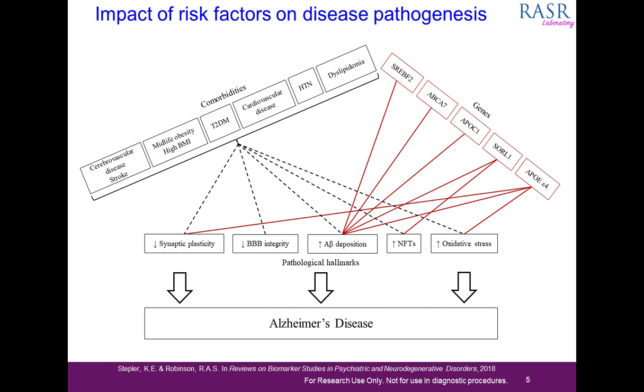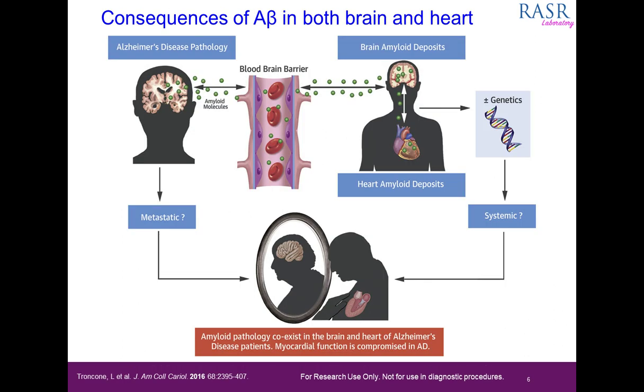And so these different comorbidities and genetic factors can directly impact pathological hallmarks in Alzheimer's disease, including things like amyloid beta deposition and oxidative stress, and then ultimately lead to Alzheimer's disease. However, at this point, there's not a clear understanding of what the complete molecular basis is for these racial disparities that exist within Alzheimer's disease.